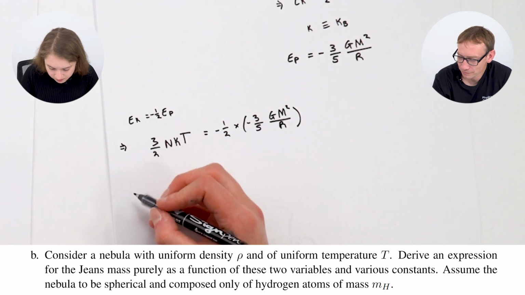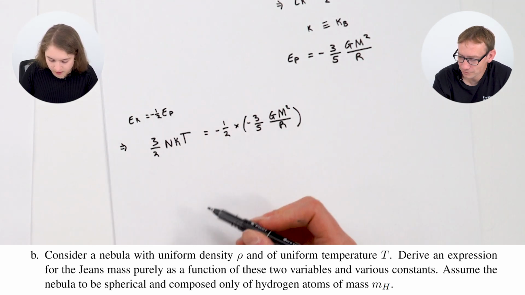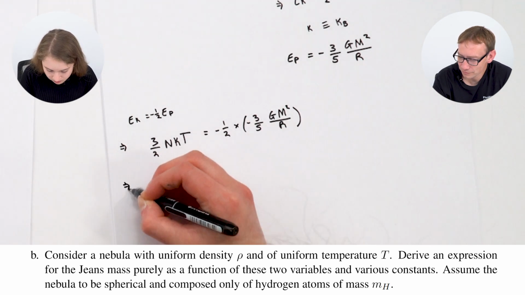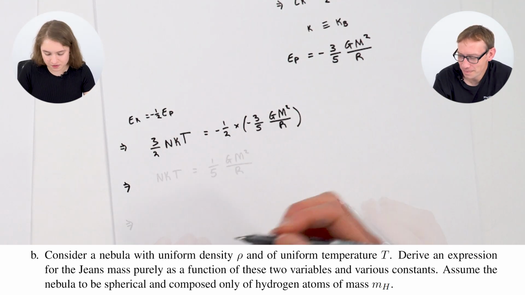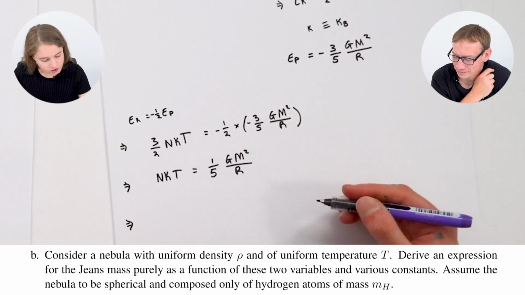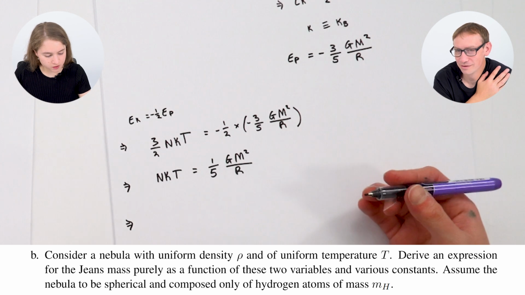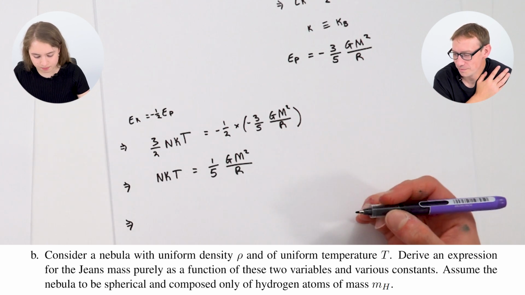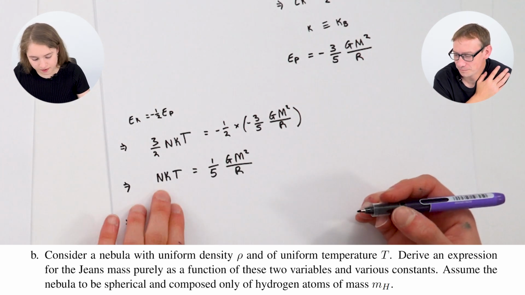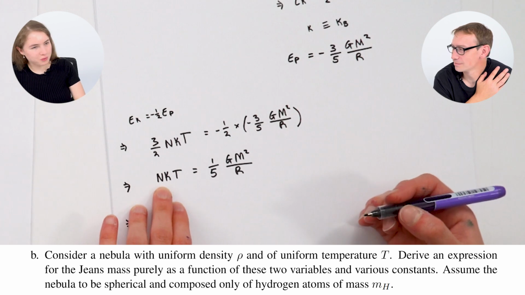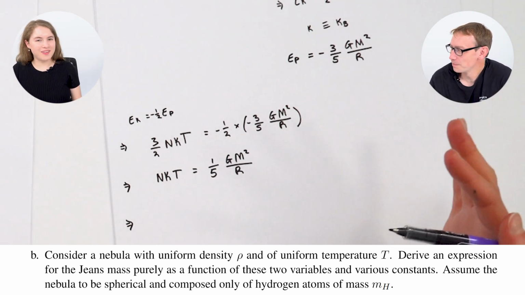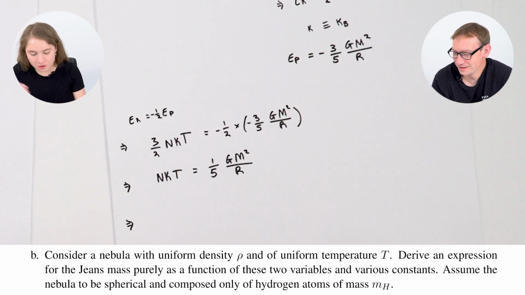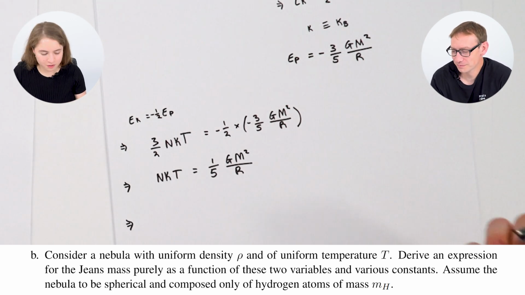Simplifying that, the 3's are going to cancel, the 2's will cancel. Write out more steps if you need to, we're just doing multiple steps in one go to save time and space. The question's asked us to derive an expression for the Jeans mass purely as a function of the density and temperature. Currently we have things like the total number of molecules and the radius of the cloud. So we've got to figure this out somehow to make sure that it doesn't have the radius of the cloud or the total number of molecules.